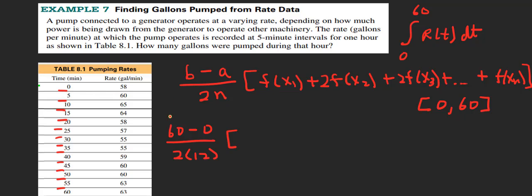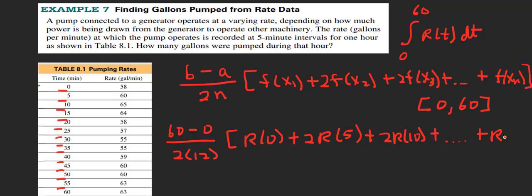And then what is our f of 0? Instead of f, we use r, so we do r of 0 plus 2 times r of 5 plus 2 times r of 10, and so forth, all the way up to r of 60. So it's going to be 60 over, actually it's 30 over 12, which is 15 over 6, and you can reduce that further to 5 over 2. Yeah, let's change it to 5 over 2.